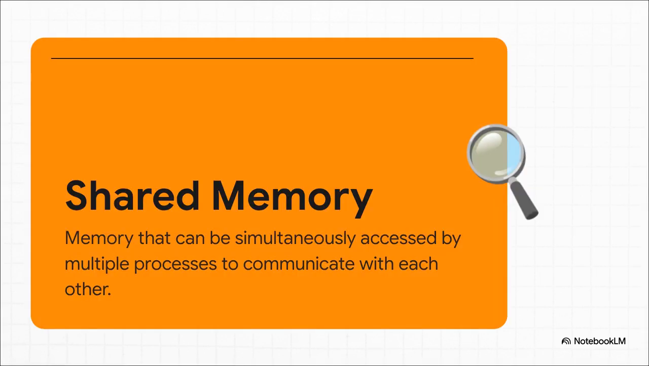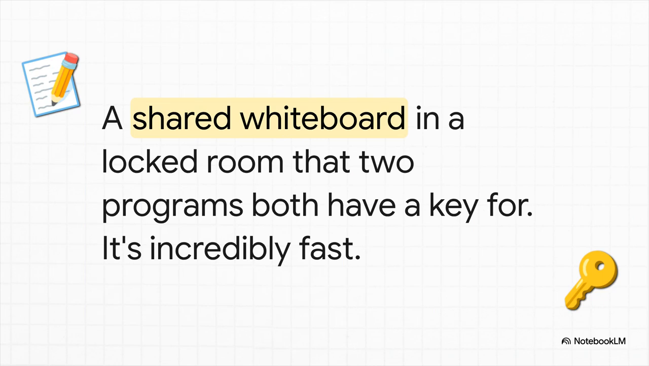Okay, next up is shared memory. Now, this is a totally different approach. Instead of sending data from point A to point B, the operating system sets up a special neutral territory, a little patch of memory, and just gives two or more processes access to it. It's a common space.